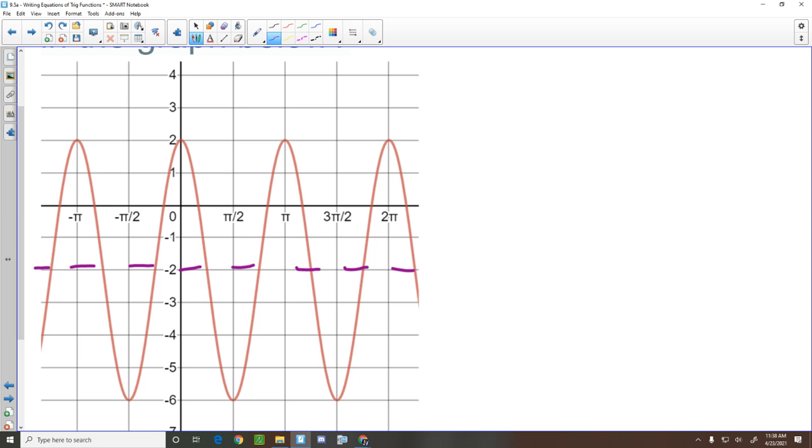Because from here, if I count up to the crest, 1, 2, 3, 4 units, and if I count down to the trough, 1, 2, 3, 4 units. So that line is the exact same distance between the crest and the trough.